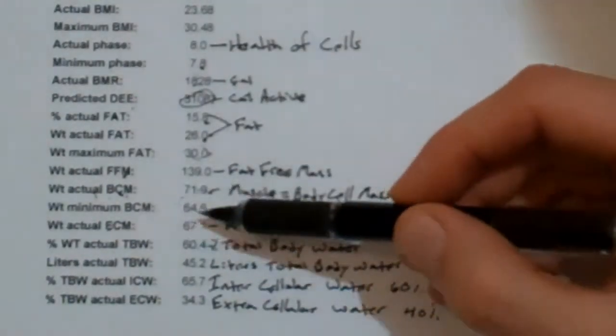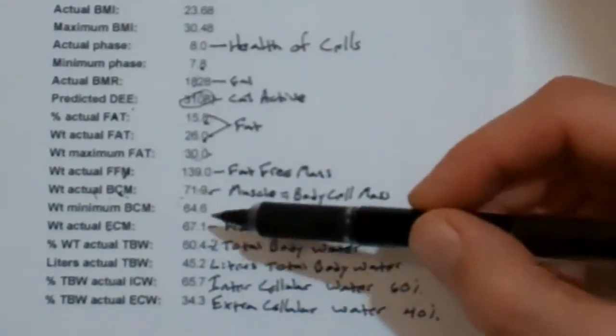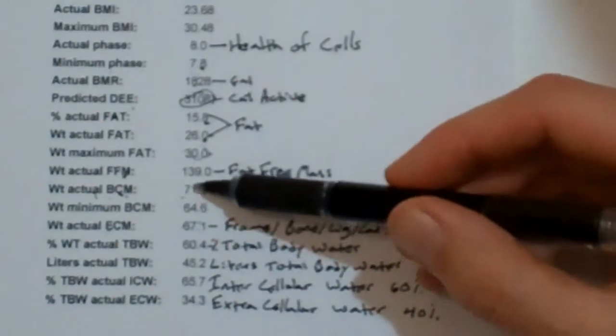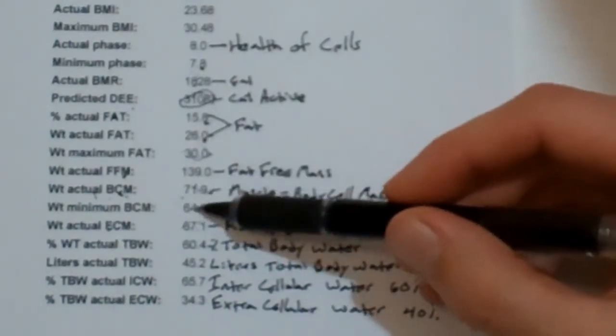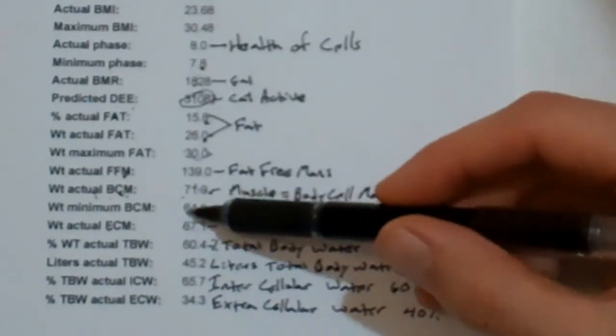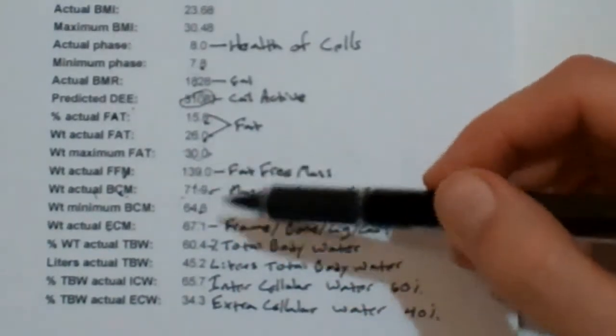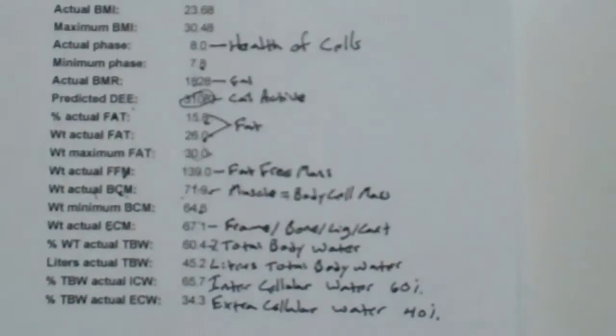Okay, so his frame weighs about 67.1 pounds. The muscle on it weighs about 71.9 pounds. I like these numbers to be within 5 pounds of each other, so I don't want you to have a 64.6 pound frame and only 50 pounds of muscle. Okay, I like these numbers to be fairly close to each other.